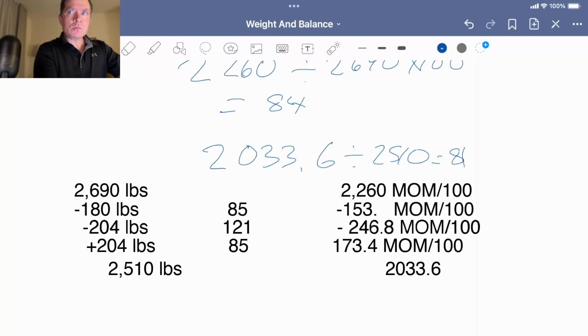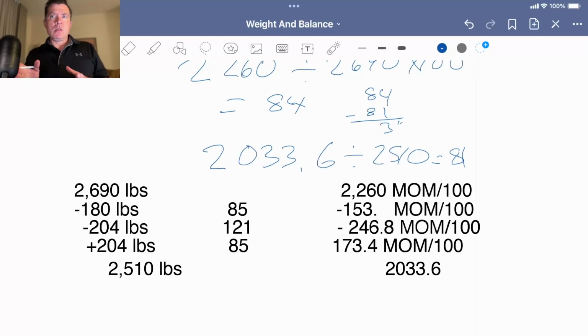Now, 84 minus 81, very simple math, equals 3 inches. So that means the center of gravity has shifted from 84, which is further back, to 81. The number gets smaller. That means the center of gravity is moving forward. So the center of gravity moved forward 3 inches. Okay, so that is how you can calculate the center of gravity when you remove a passenger and then you shift a passenger from the back to the front.